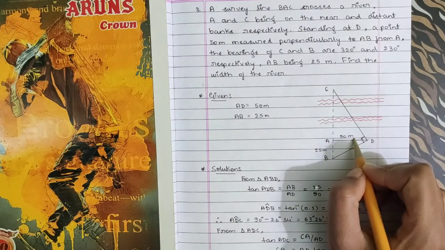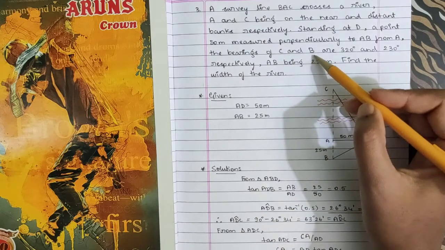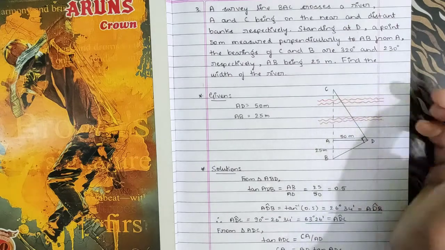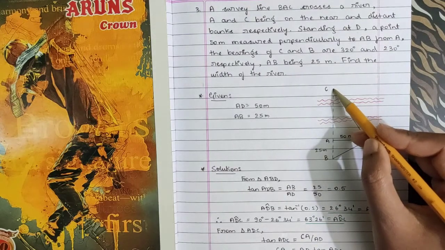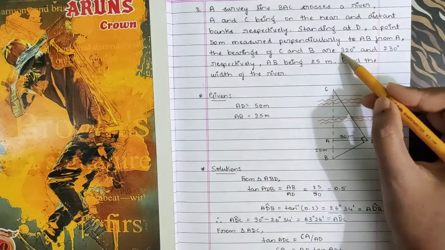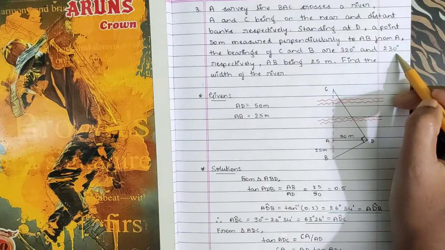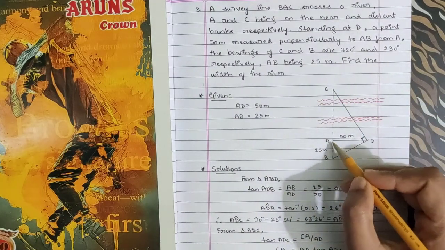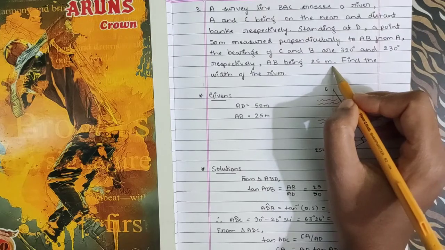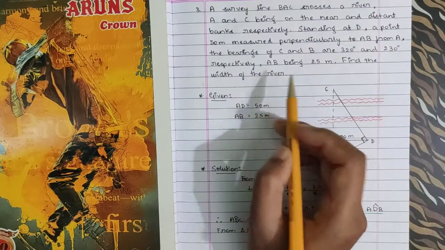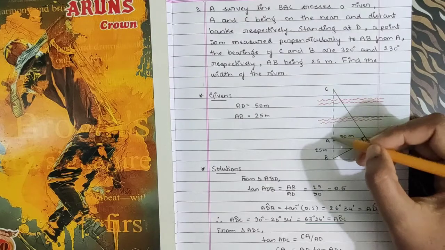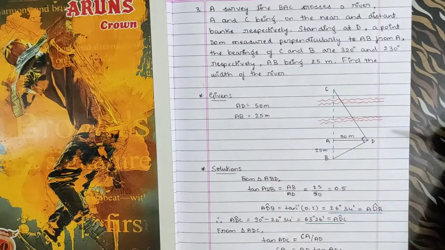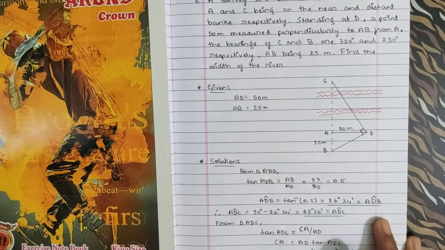Now they have said that the bearings of C and B are 320 degree and 230 degree respectively. AB being, that is this distance, that is AB being 25 meter, find the width of the river. So you have to find out what is CA, that is, the width of the river. Hope this is clear to everyone.